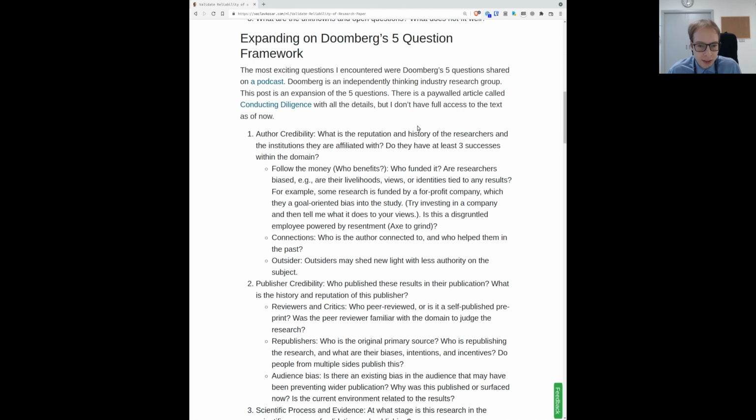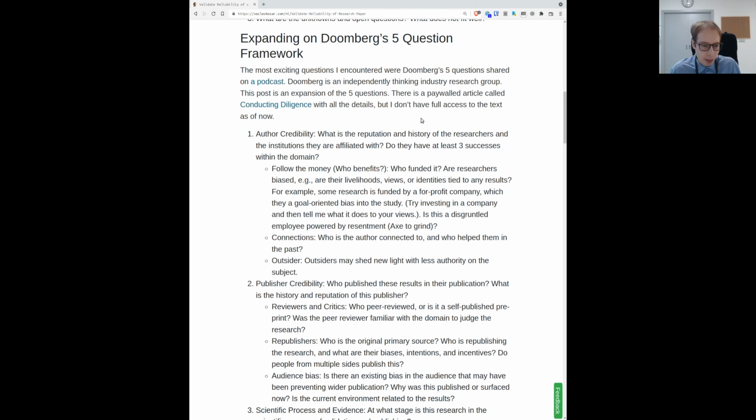So Doomberg is some independent industry research group. They publish a Substack, and they also published 5 questions to ask about research. It's in a paywalled article, which I don't have access to, but they talked about it on a podcast, and I expanded a little bit on what they are using there. So what we can ask about a paper or some other published work.